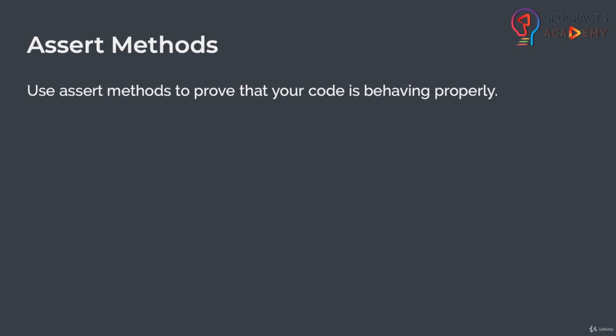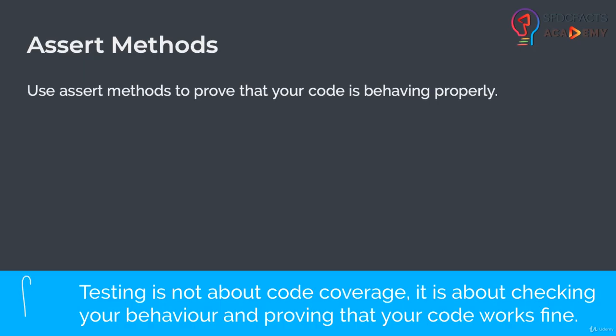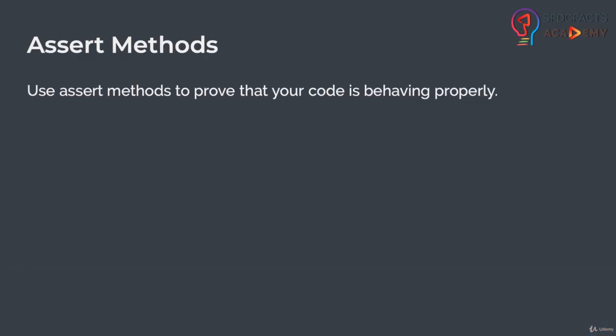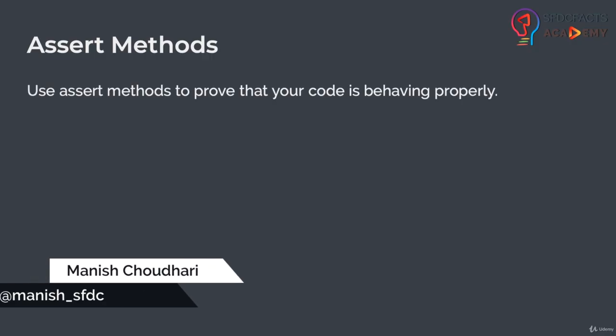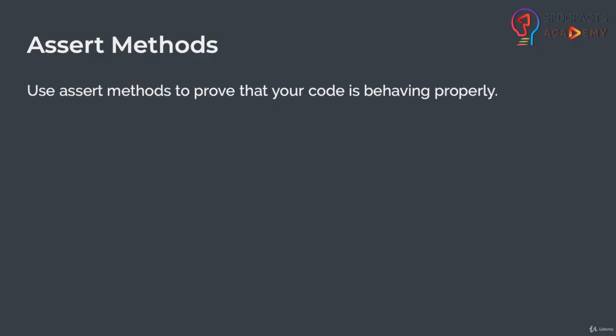Because the core concept of testing your code is to check if your code is behaving properly or not. And assert methods help us achieve exactly that. In the assert methods, you can define the values that you are expecting from your methods. And if these values are not correct, then you will know that either your method is not behaving properly or maybe there is something wrong with your logic. So that's why you always need to write these assert methods to check if your code is working properly or not.